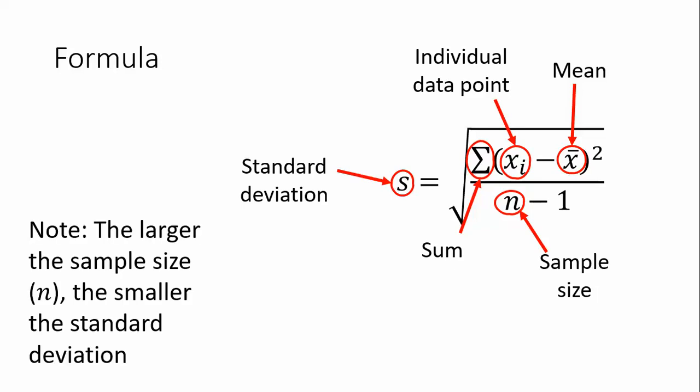And just wanted to point out that if you look at this, there's a relationship between the sample size and the standard deviation. If you increase the sample size, that's going to make the number on the bottom of that fraction bigger, which will end up making that entire number lower. So when your sample size goes up, your standard deviation goes down. And this is a reflection of the fact that with a larger sample size, you can be more confident that your sample results reflect the population results.